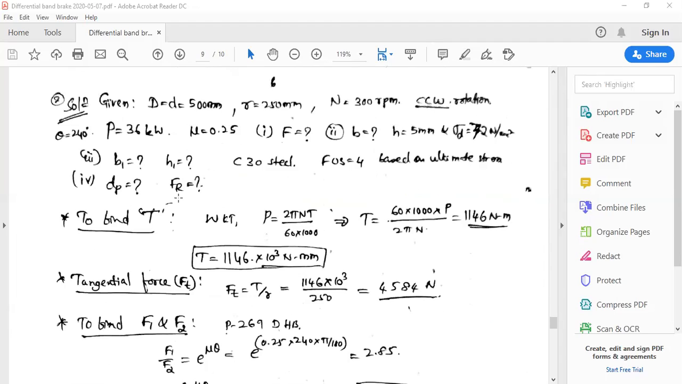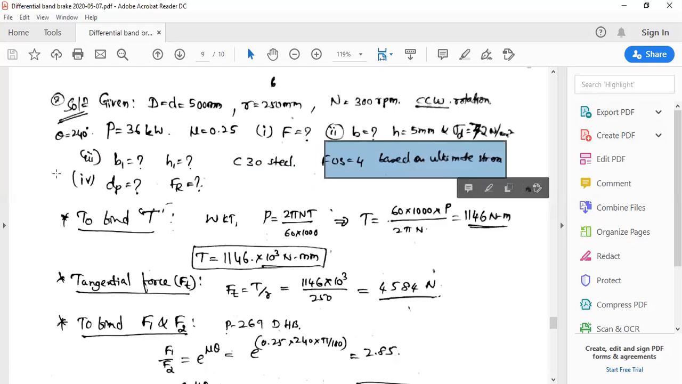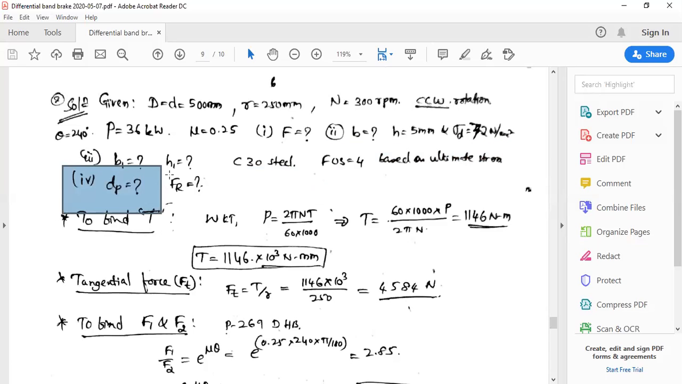Now we list out the given information. Drum diameter D is 300 mm, N is 300 rpm, rotation is counterclockwise. Theta is 240 degrees. Power absorbed is 36 kilowatt. Mu is 0.25. Calculate F. The width of the band B is to be found, H is given, and sigma D is 72 Newton per mm square. We also have to design the lever, B1 and H1, with C30 steel as the material. Factor of safety is 4 based upon the ultimate stress, and dP is the diameter of the pin, and Fr is the fulcrum pin reaction. So these are the things we have to carry out.